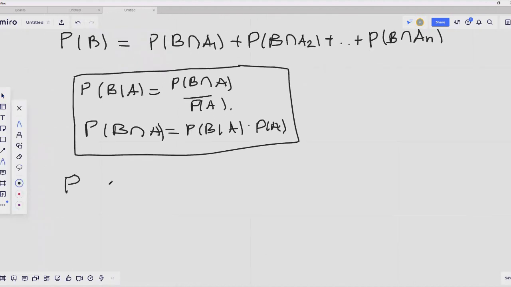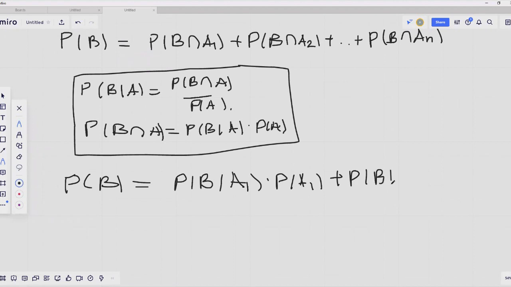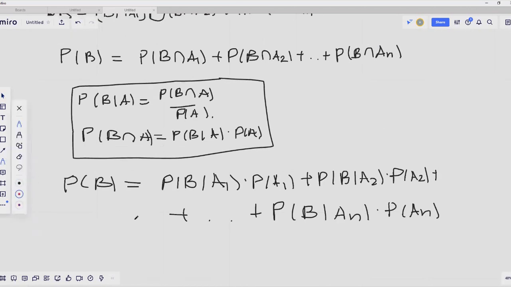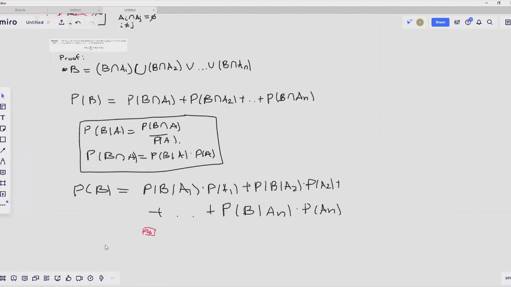Now let's come back to our equation here. The probability of B is then equal to the probability of B given A1 multiplied by the probability of A1, plus the probability of B given A2 multiplied by the probability of A2, and so on, up to the probability of B given AN multiplied by the probability of AN, which concludes our proof. Now let's take a look at a couple of examples.